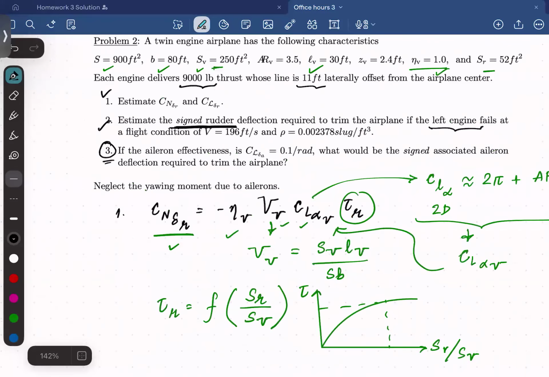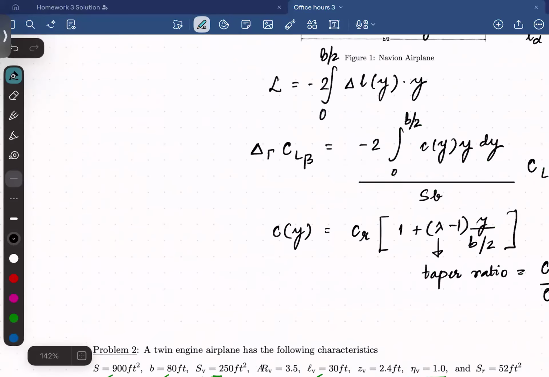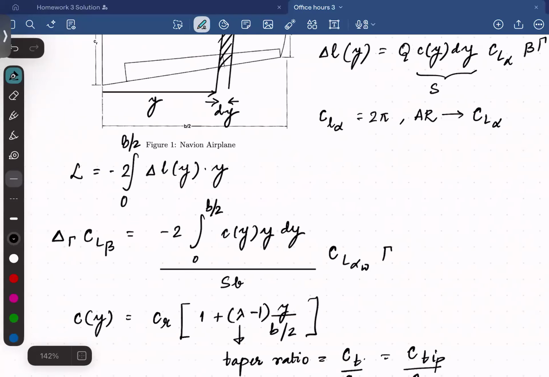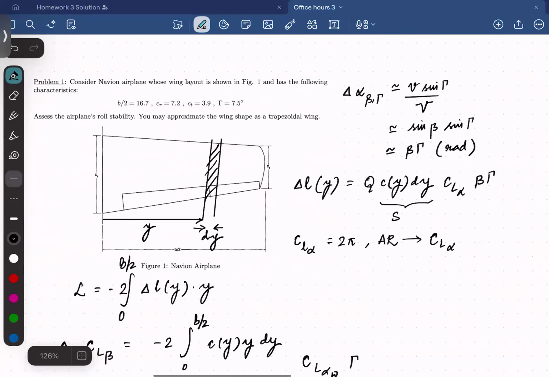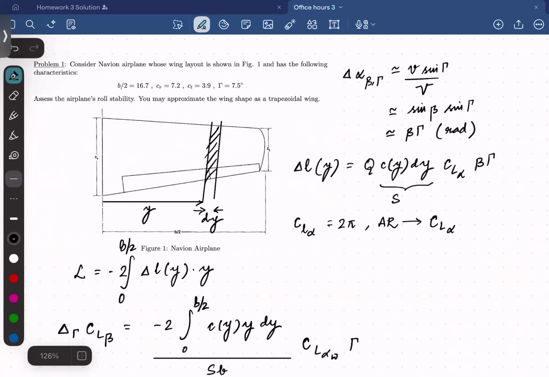For number one, I think the roll stability depends on the coefficient, which should be less than zero. But I was wondering exactly what that coefficient was, or how to calculate it.